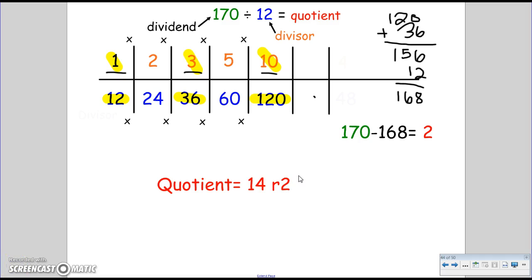While ratio tables may be new for you or a new strategy for you, they are a wonderful way for us to organize our numbers when we're working on division and other types of skills within math. Definitely give it a try, give it some practice. Don't be afraid to make mistakes, because it's through our math mistakes that we create greater understanding.